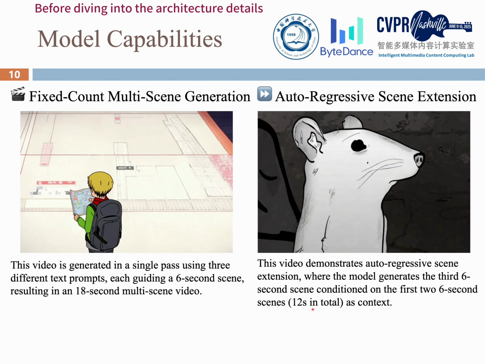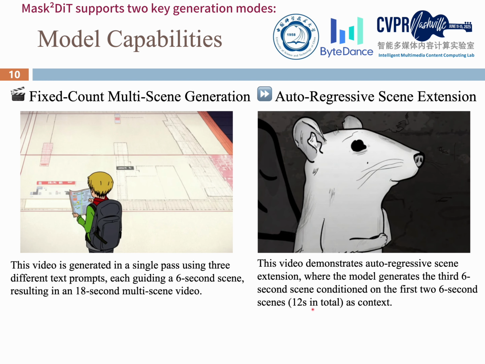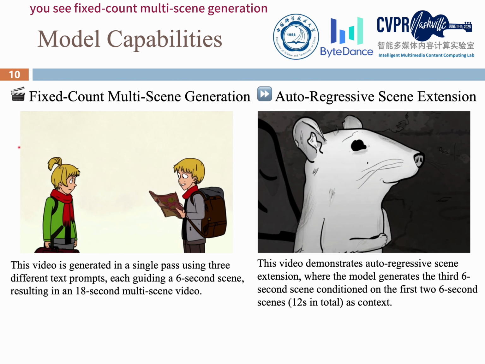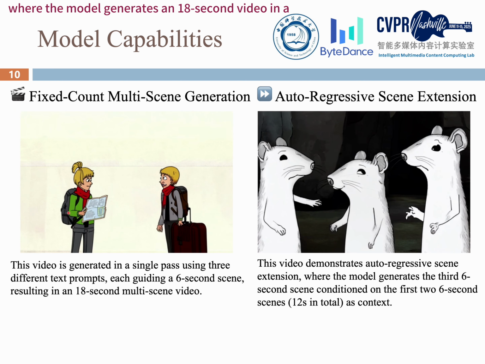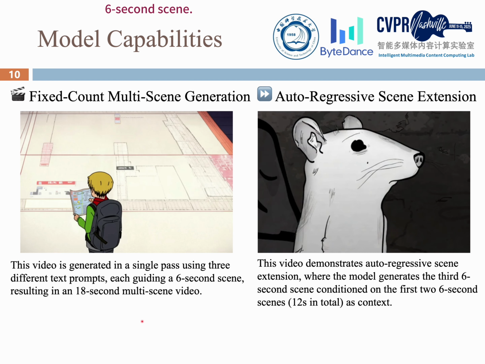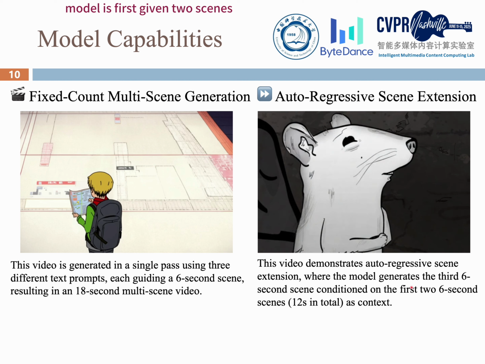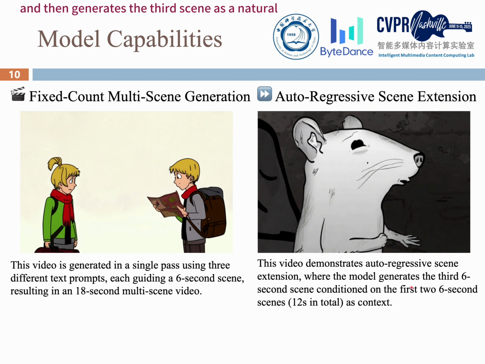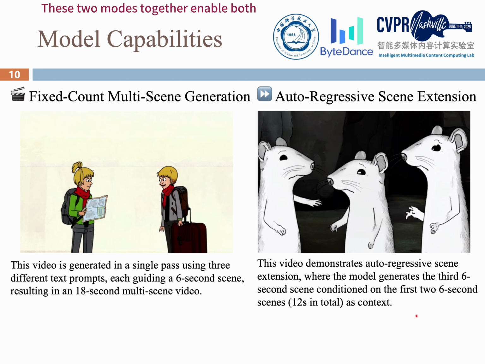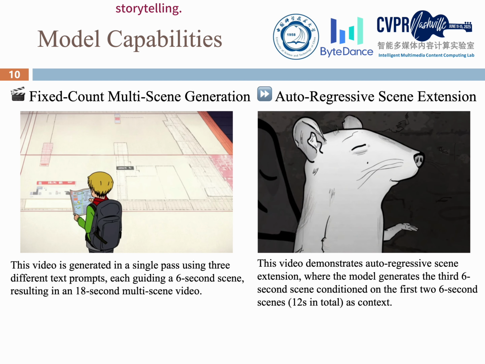Before diving into the architecture details, let me first highlight what our model is capable of. Mask²DiT supports two key generation modes. On the left, you see fixed-count multi-scene generation, where the model generates an 18-second video in a single pass, guided by 3 text prompts, each controlling a 6-second scene. On the right, we show auto-regressive scene extension. Here the model is first given 2 scenes, and then generates the third scene as a natural continuation, conditioned on the previous 12 seconds. These two modes together enable both controllability and scalability in multi-scene storytelling.